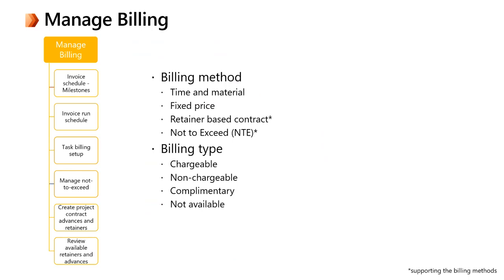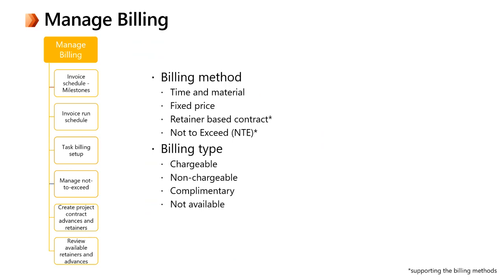There is a new variation method in our roadmap called progress-based billing on fixed price contracts, where a portion of the milestone is invoiced each period instead of the whole milestone as it is now. So watch the space, this is coming next year.